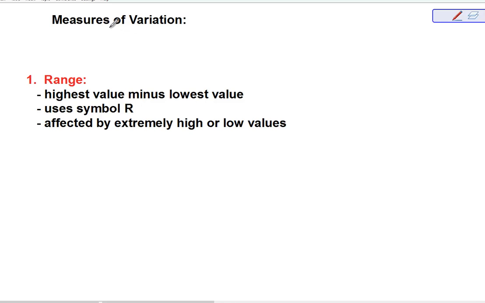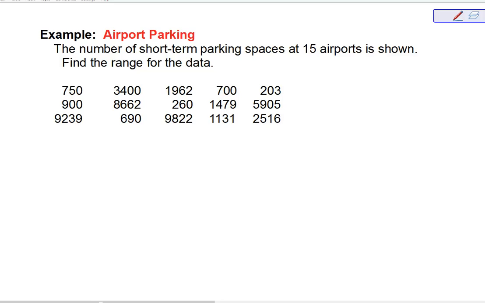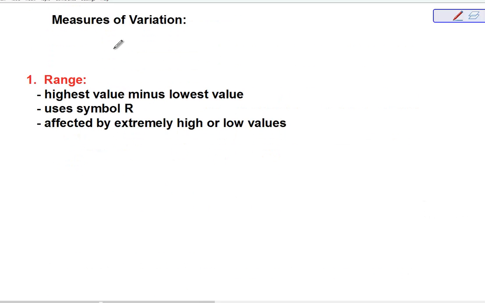What we're looking at today is different types of measures of variation. We've already looked at central tendencies, measures of central tendency like the mean, the median, the mode. Today what we're going to look at is types of variation, and that's looking at how far items are from the actual mean.